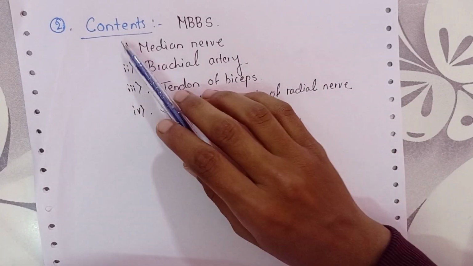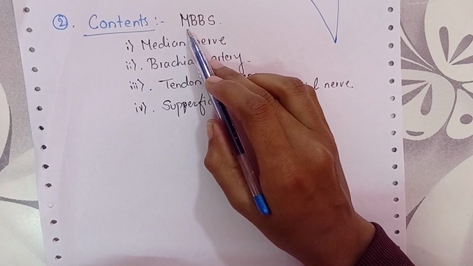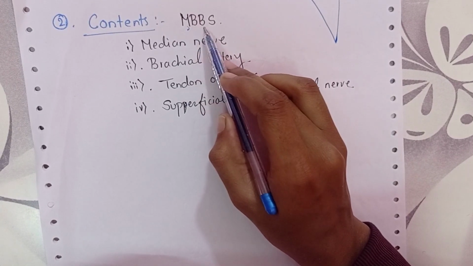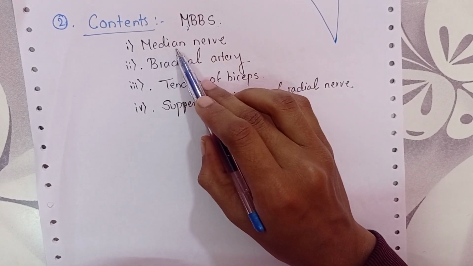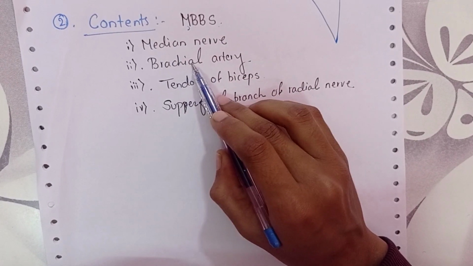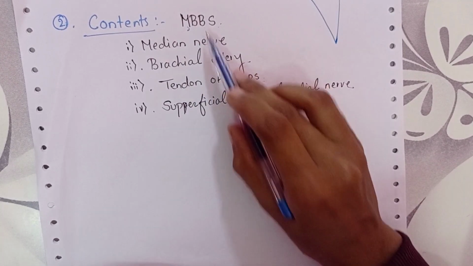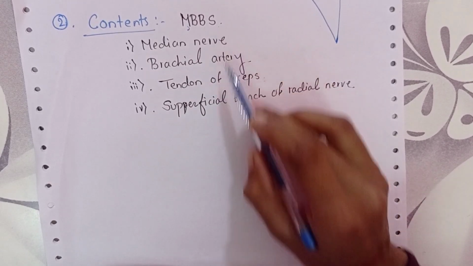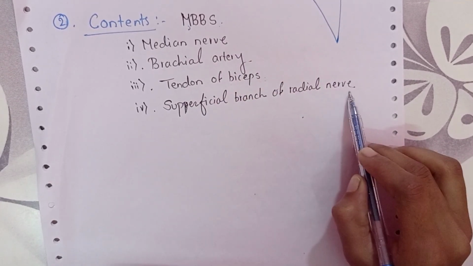Here we can see the contents. What are the contents? We can remember them by the mnemonic MBBS. M is for the median nerve, B for the brachial artery, B for the tendon of the biceps, and S for the superficial branch of the radial nerve.